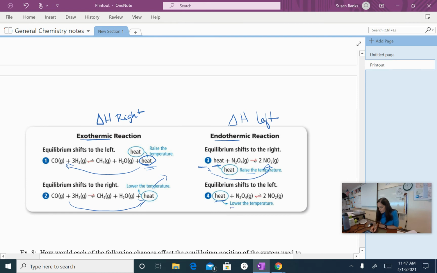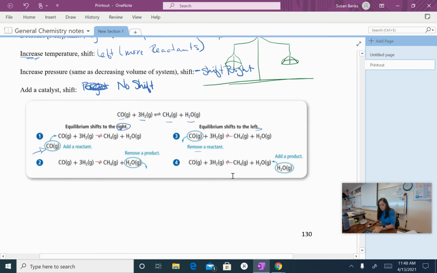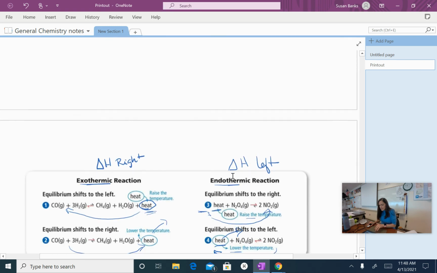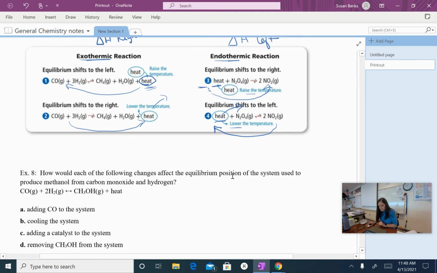Okay, if I lower the temperature, it's the same as removing that heat. It's taking that heat away. So it makes that reactant side really light. So we're going to have to shift left to make more reactants to generate some more heat. Okay? So take a look at those. Make sure that those make sense for you for both adding and removing products or reactants and adding or removing heat or energy. Or raising or lowering the temperature is another way that we can phrase that.